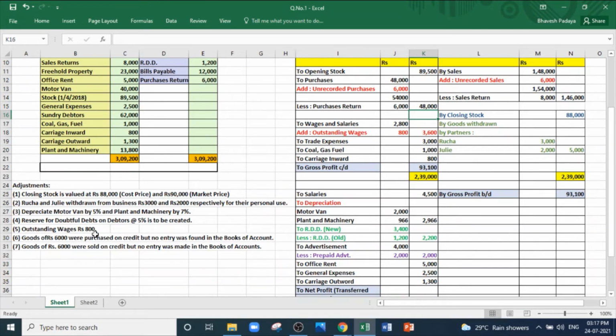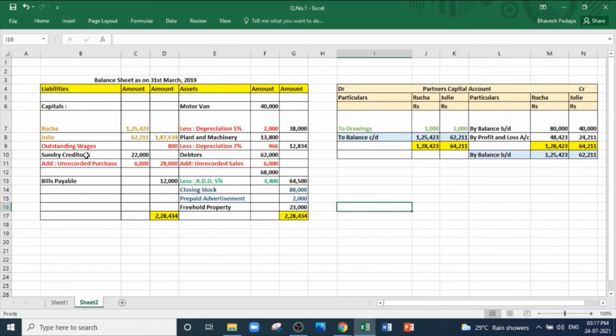Outstanding wages. Add to wages. Add 2,800 plus 800, 3,600. This is your liability. So second effect will be liability side, outstanding wages 800.